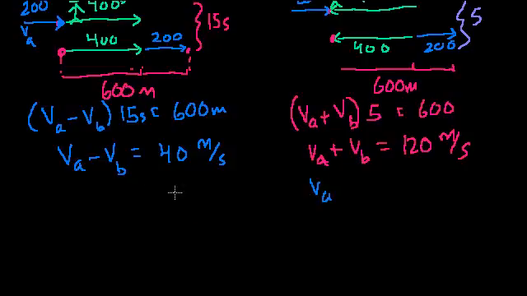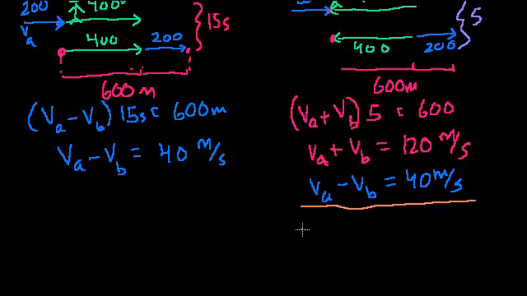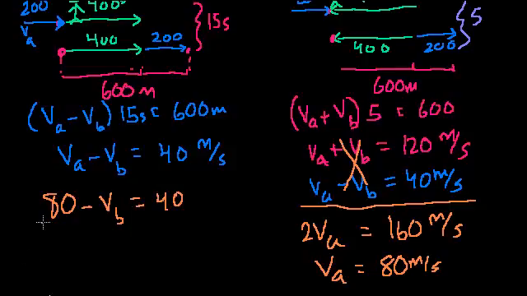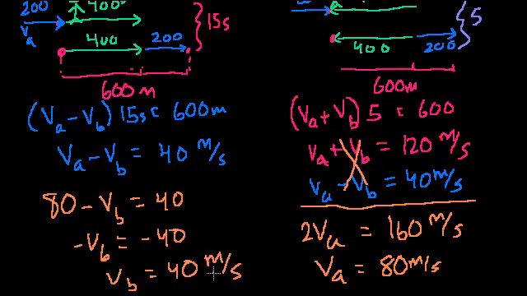So the velocity of A minus the velocity of B is equal to 40 meters per second. Add the two equations. We get 2 times the velocity of A, these two cancel out, is equal to 160 meters per second, or the velocity of A is equal to 80 meters per second. And then we can just back substitute here. The difference between the two is 40. So 80 minus the velocity of B is equal to 40 meters per second. So what's the velocity of B? Well, you could subtract 80 from both sides. You get minus the velocity of B is equal to minus 40, or the velocity of B is equal to 40 meters per second. And we've done the problem.